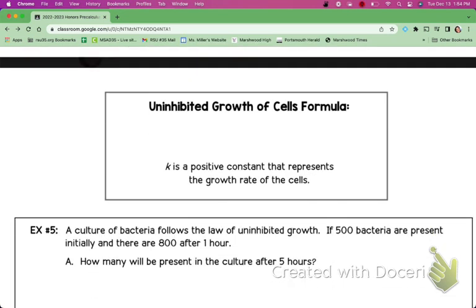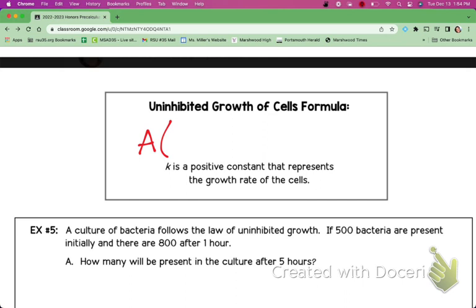Uninhibited growth of cells. Have you guys hit any of these things in any of your science and chemistry classes? Or biology? I don't even know where you would hit this. All of this makes sense. The last time I had a science class was freshman year of college.